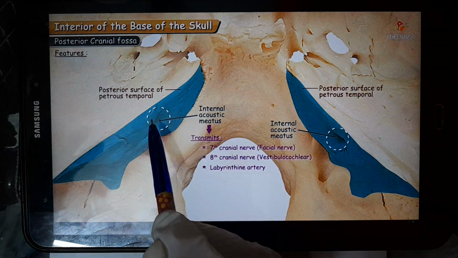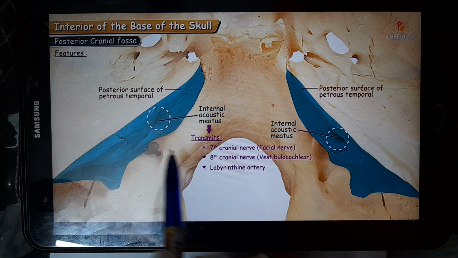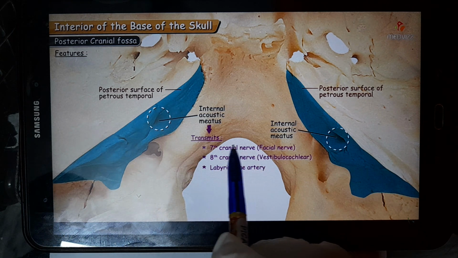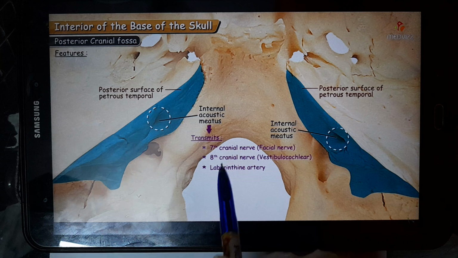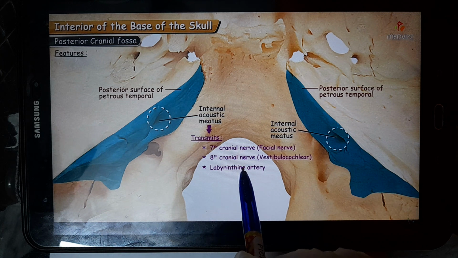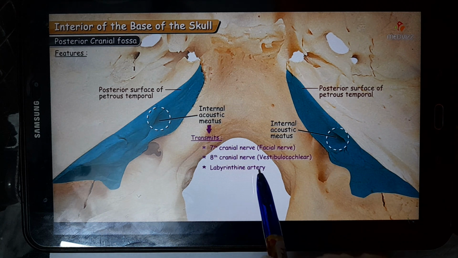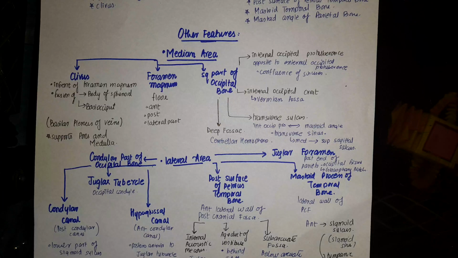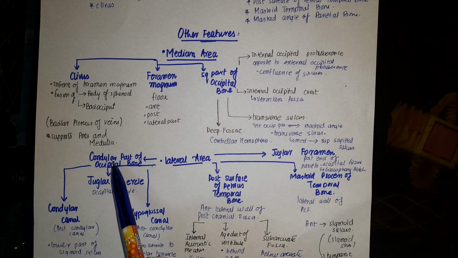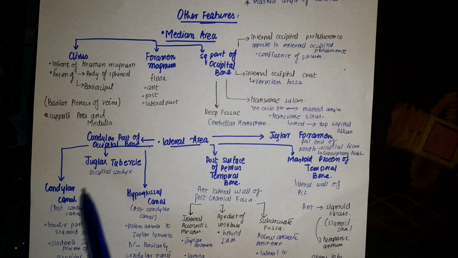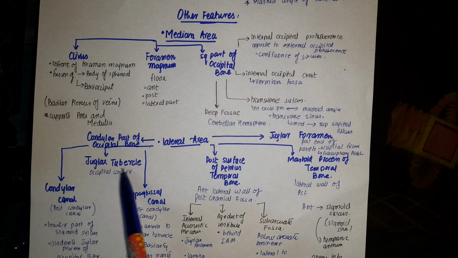And this acoustic meatus is going to pass the nerves, which are the vestibulocochlear and the facial nerve, or the 7th and the 8th cranial nerve, as well as the labyrinthine artery, which is the major supply of your internal ear. Now, as I told you, the condylar part of the occipital bone has the anterior condyle and the posterior condyle. The anterior one is the hypoglossal canal, whereas the posterior condylar canal is in the lower part of the sigmoidal sulcus. And the jugular tubercle is actually the occipital condyle.